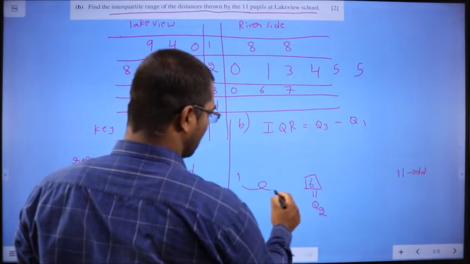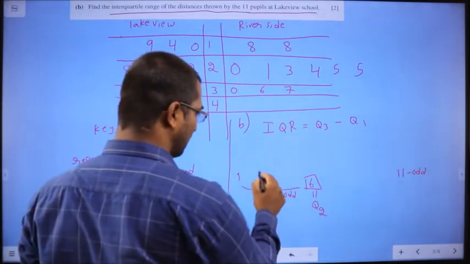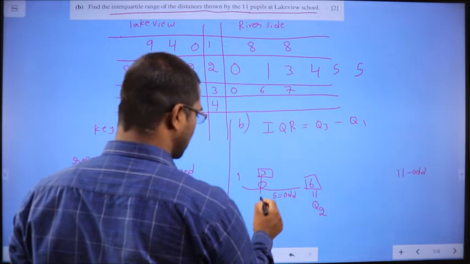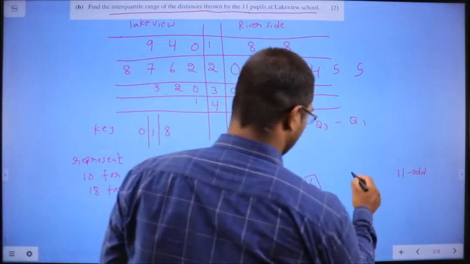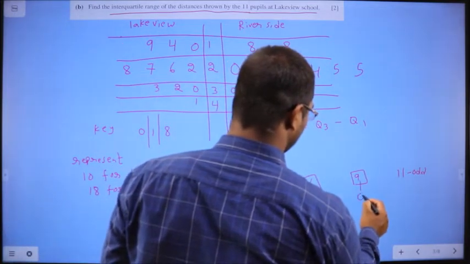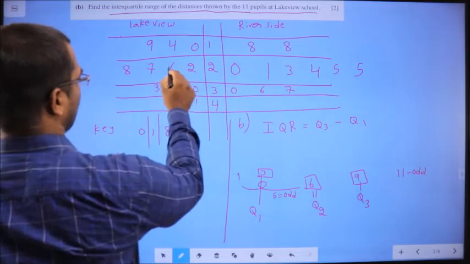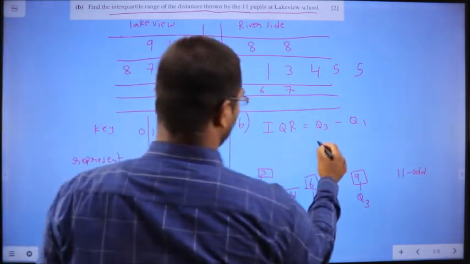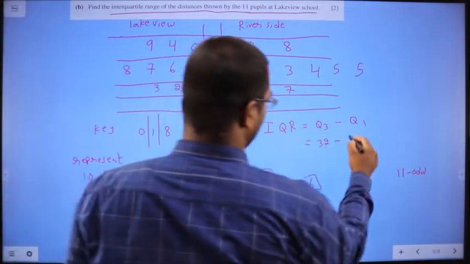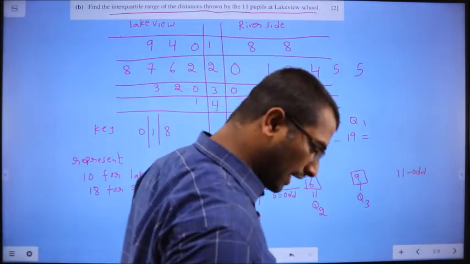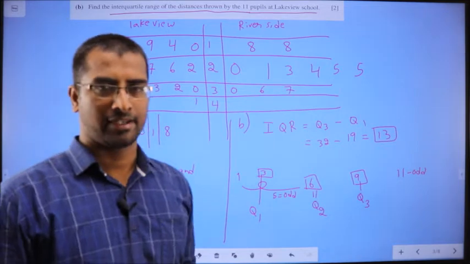Leave 6; before it you are left with 5, which is again odd. The middle of these 5 is (5 plus 1) by 2, which is 3. So the number in the third position will be Q1. To get Q3, 3 plus 6, 9. So the number in the ninth position will be Q3. Let us find Q3 first: 1, 2, 3, 4, 5, 6, 7, 8, 9. Q3 is 32. Minus Q1, the third position, 1, 2, 3, is 19. So 32 minus 19 is 13. This is your interquartile range. Clear?